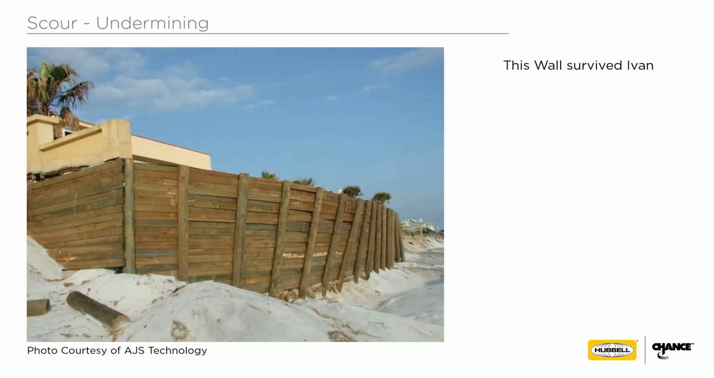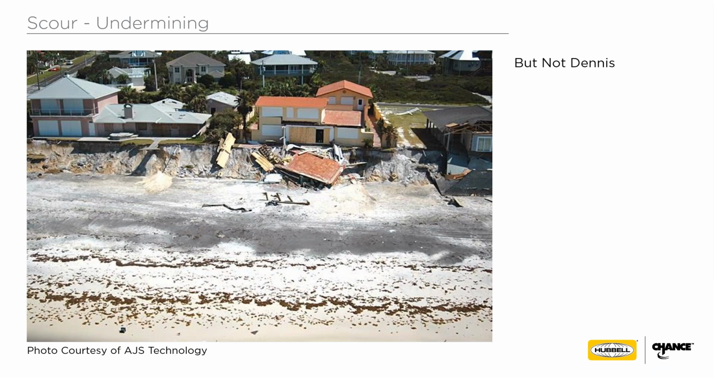So here you can see another timber wall that survived Ivan, and here is the bottom of the lagging. It lost a good bit of toe here, probably a couple of feet, maybe 3 feet of toe in front of that wall. And the very next year, they didn't get the beach put back in time. On the next slide, you'll see Dennis came through, increased scour, and the wall's gone. It just can't survive that kind of loading.